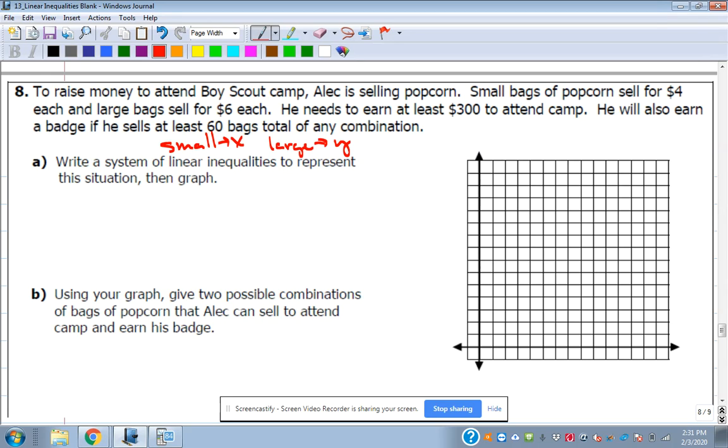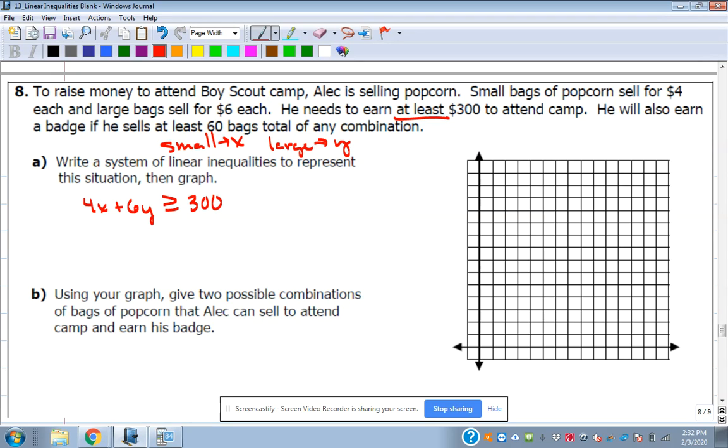$4 for small bags, $6 for large bags. So what would be the 4x plus 6y greater than or equal to 300 because it said the word at least. Okay. We're going to end up having to get that in slope-intercept form. We'll get there in a second.